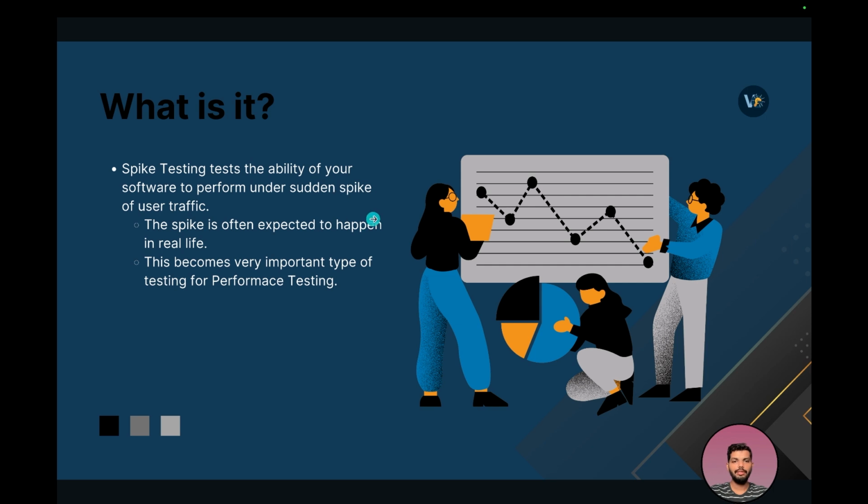So you should have a good infrastructure that can handle this expected or unexpected spike of users. In real world scenarios, they will perform horizontal scaling and vertical scaling. But that's not the topic of today's discussion. We are going to limit our discussion to how we can perform spike testing. As a spike is often expected to happen in real life, this becomes a very important type of testing, as a sub part of performance testing.